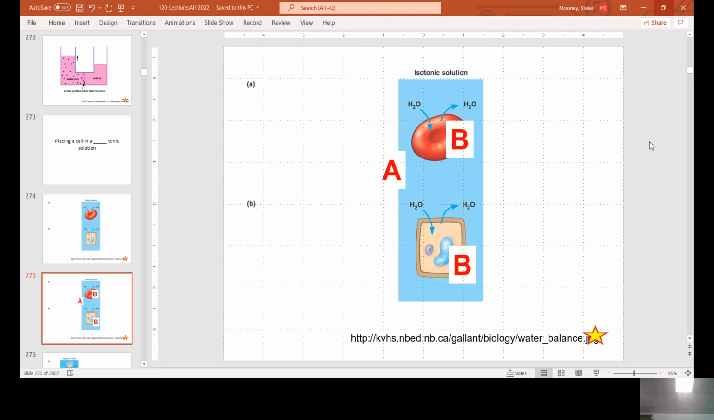So if we're looking at the inside of the cell, we'll call that the B, the concentration of solute and water, respectively, inside the cell versus outside the cell, in an isotonic or isoosmotic solution. What are the concentrations outside, the A, versus inside, the B's? By definition, they are equal. So isotonic, you have the same amount of solute outside the cell as you have inside the cell.